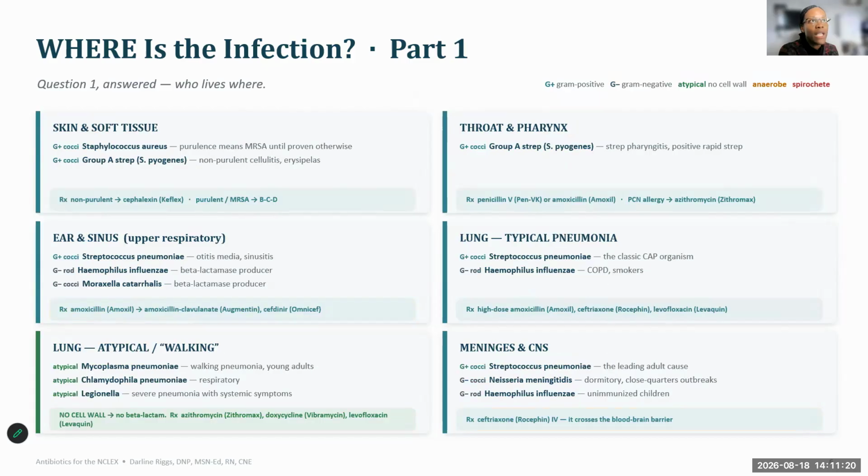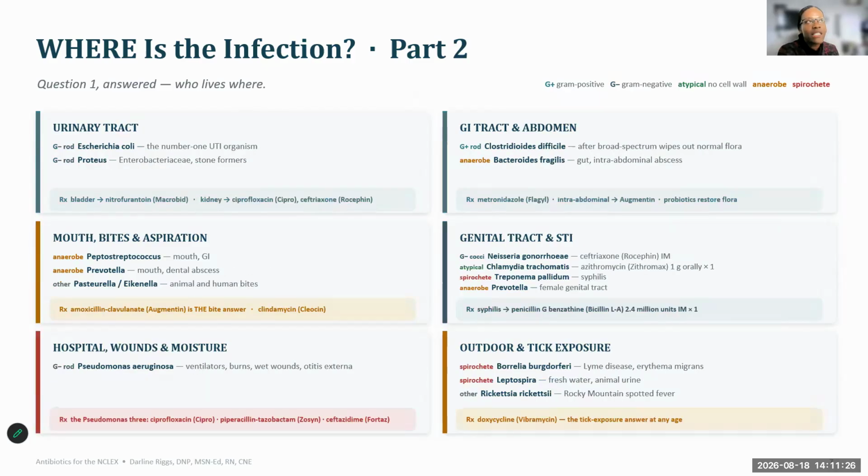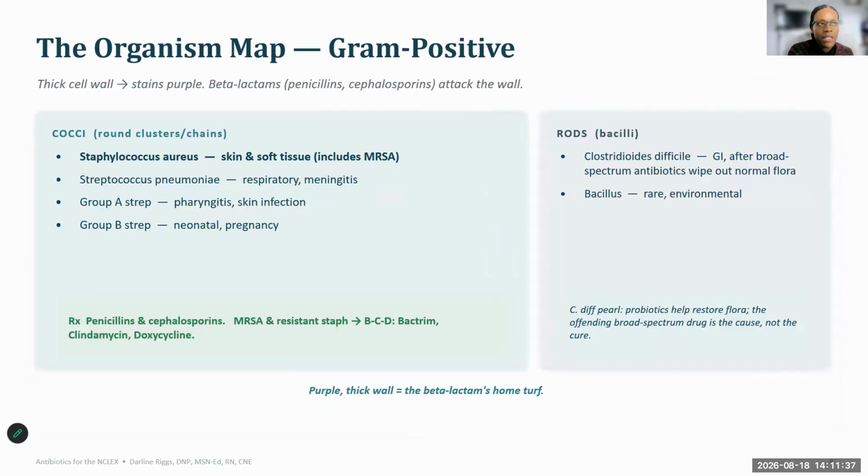So we went over skin, throat, ears, sinuses, lungs, typical versus atypical, meningitis, central nervous system, UTI, all of the GI tract, abdomen, STIs, bites, hospital, outdoor. So that's a lot. Again, you've got to spend time with this.